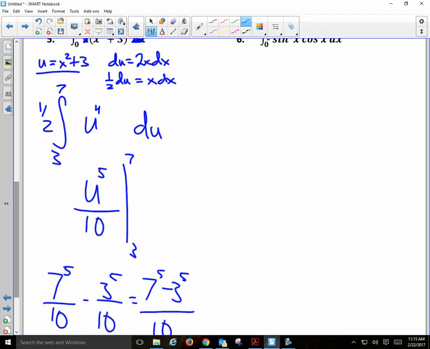What mistake do you think maybe people make on the test with the bounds? Yeah, they just use 2 and 0. Or, here's the other mistake. They use 7 and 3, but they plug x squared plus 3 back in for u. Yeah, if I plugged in x squared plus 3 and I used 2 and 0 instead, I would get the same answer because 2 squared is 4 plus 3 is 7.